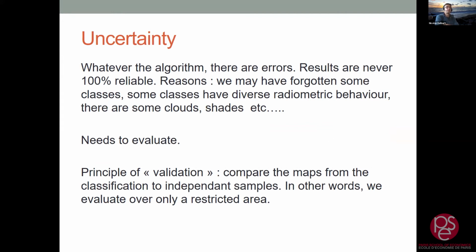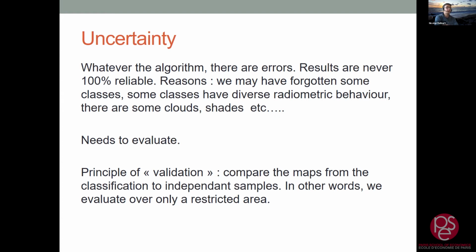Maybe we have forgotten some classes, or some classes have a diverse radiometric behavior. There may be some clouds, shades, slopes, or a different phenological state for the vegetation, whatever. There are a lot of reasons why the maps are partly incorrect. So we need to evaluate that. And the principle of validation is to compare the maps that we obtain using a classification to samples that are independent, for which we know which class we have.